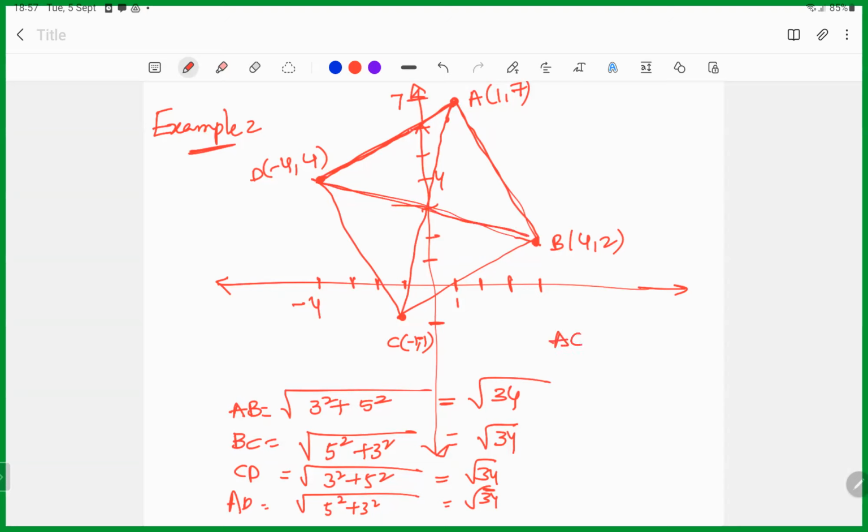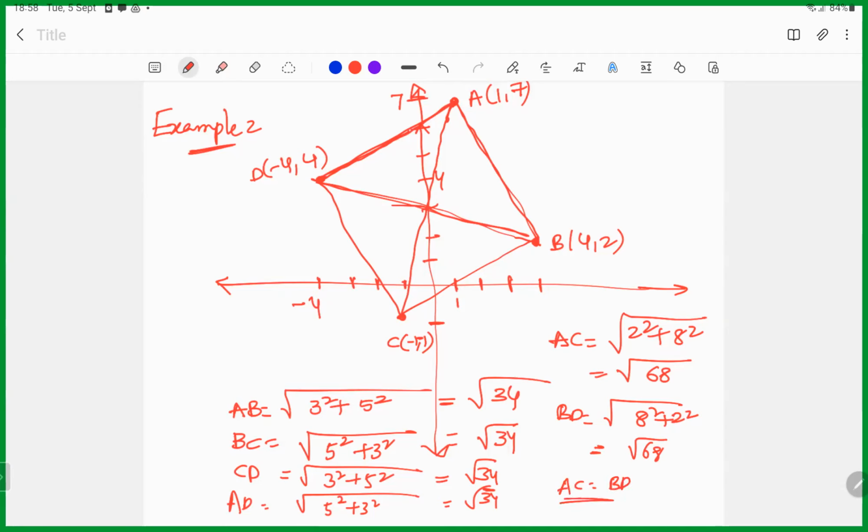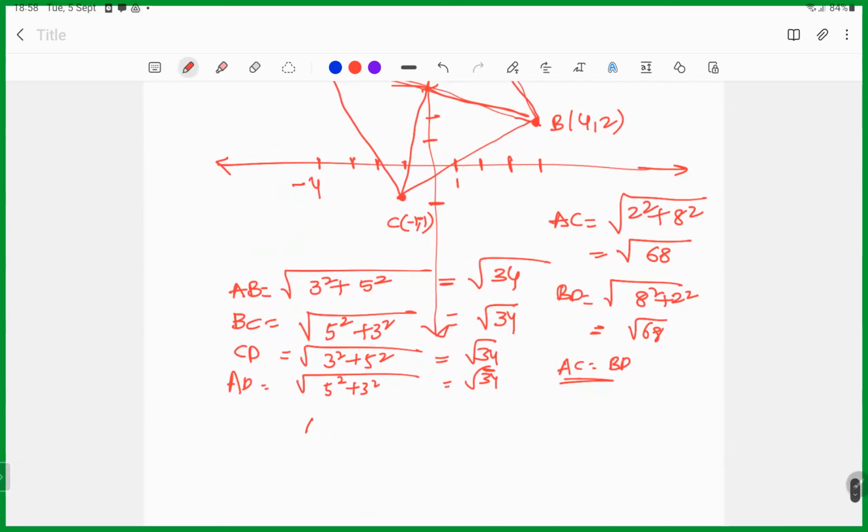AC equal to square root of 2 square plus 8 square, equal to square root of 68. BD equal to square root of 8 square plus 2 square, equal to square root of 68. So AC equal to BD. Since AB equal to BC equal to CD equal to DA and AC equal to BD, ABCD is a square. So these points will form a square.